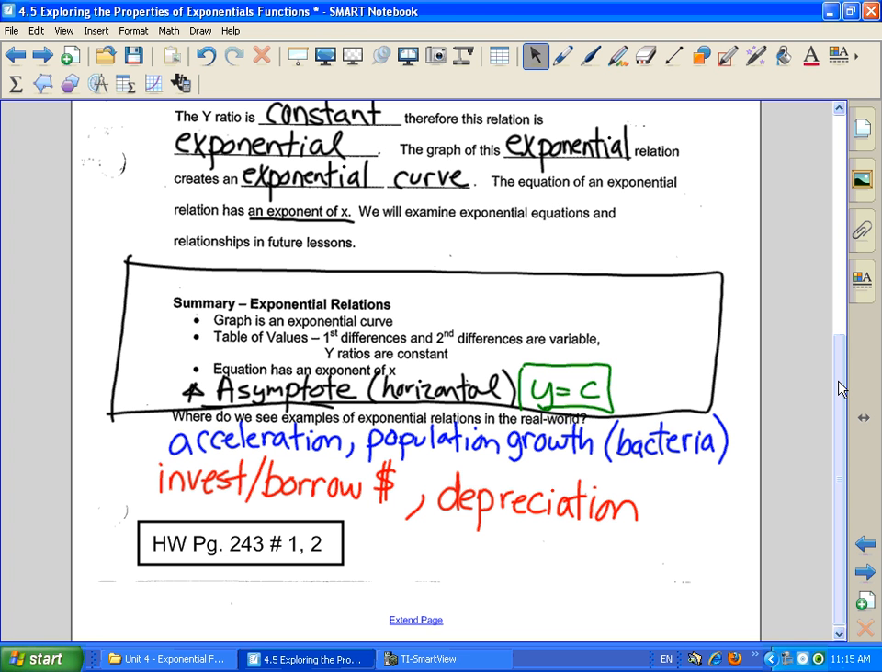All right. We'll talk more about these exponential relations and why it fits into society in our future lessons. But for now, here's your homework, page 243, numbers 1 and 2. Have a great day and see me if you need any help.